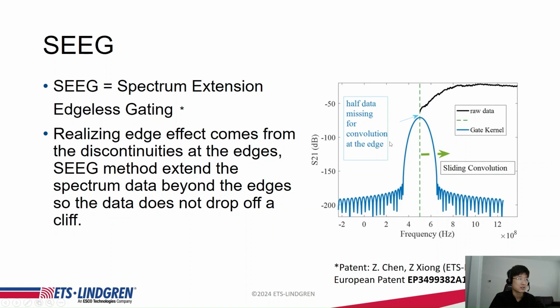The edge effect comes from the discontinuities at the edges. So the edge effect is caused by half data missing for convolution at the edge. The SEEK method extends the spectrum data beyond the edges so the data does not drop off a cliff. The SEEK method is patented. The author is Zhang Chen, the chief engineer of ETS-Lindgren.